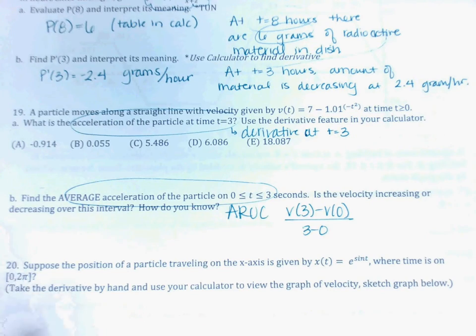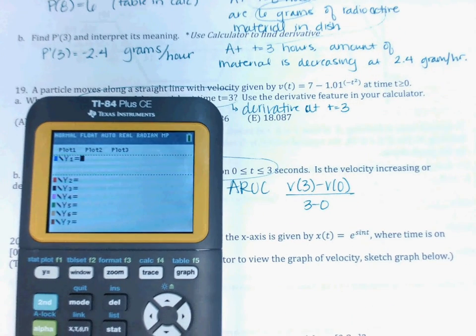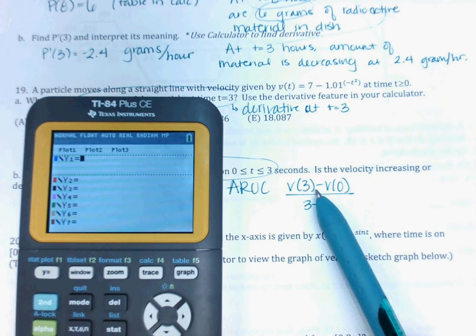Yes, ma'am. V says the average acceleration, but we have to use the velocity. Yes, somebody else was asking me that in the other class. So remember, if you're doing average rate of change of velocity, you're doing the slope formula with velocity. You're not doing the slope formula of acceleration. That would give you the slope of acceleration. That's not what you want.